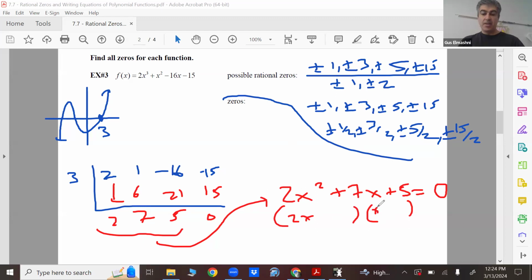2x, x, plus 5 and plus 1, I think. X equals -5 halves. X equals -1. The graph confirms that as well.